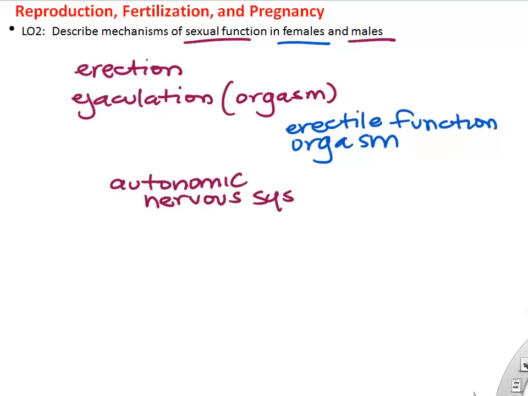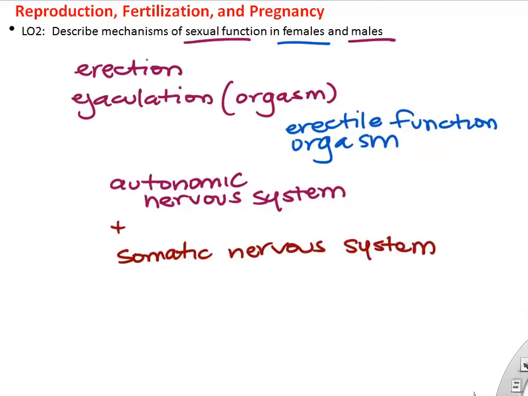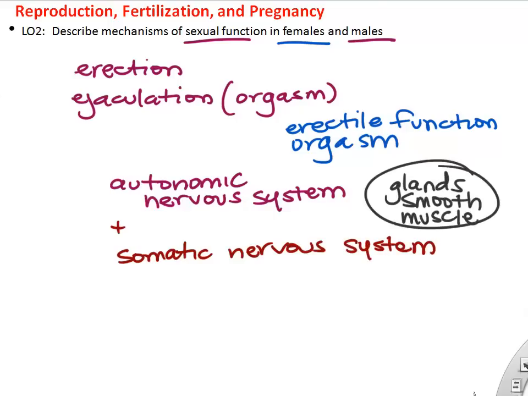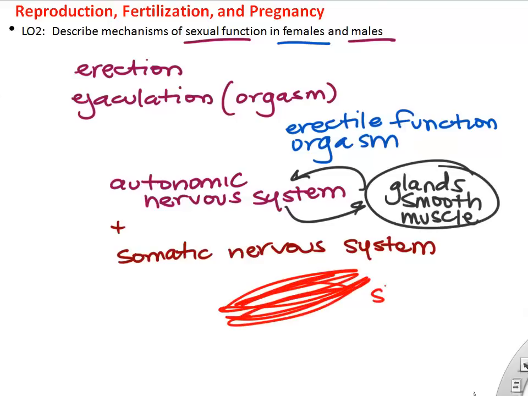It involves the autonomic nervous system. It also involves the somatic nervous system, both afferent and efferent pathways and signals. The autonomic nervous system controls things like glands and smooth muscle and those reproductive organs. The somatic nervous system controls skeletal muscle associated with the penis, clitoris, and pelvic floor.